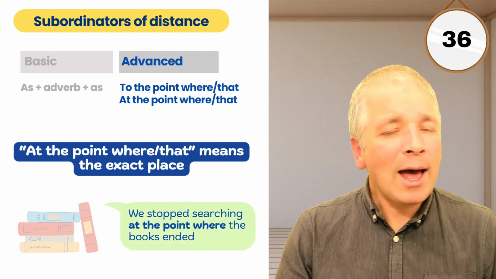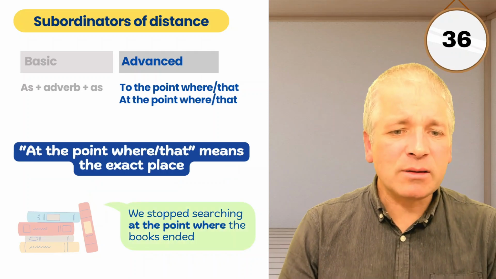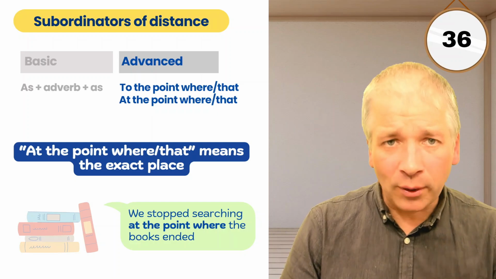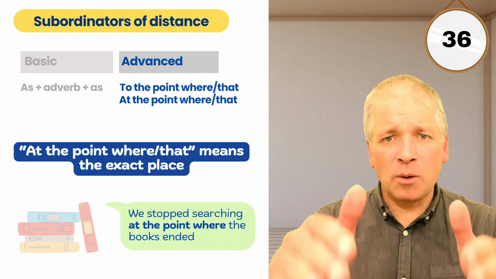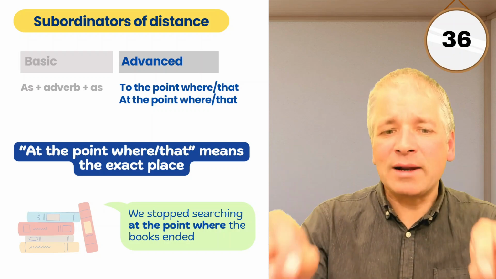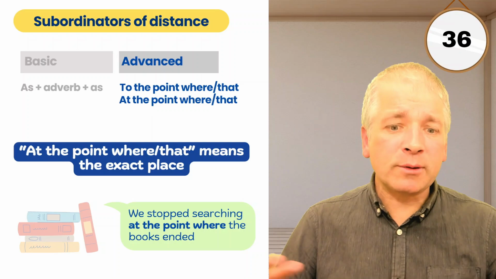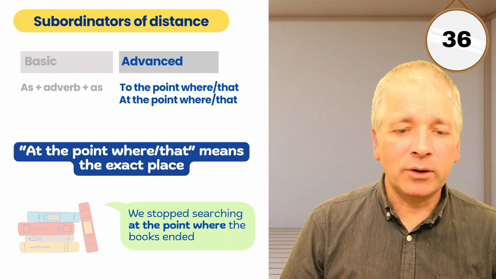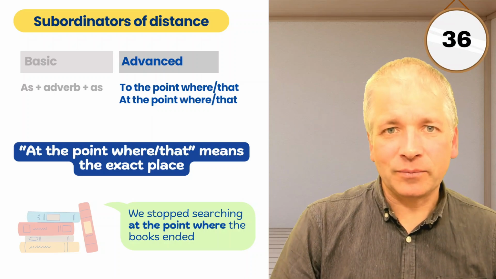At the point where or at the point that is slightly different to the point. To the point meant we go somewhere and we reach a place. At the point focuses on that exact place. We stopped searching at the point where the books ended.